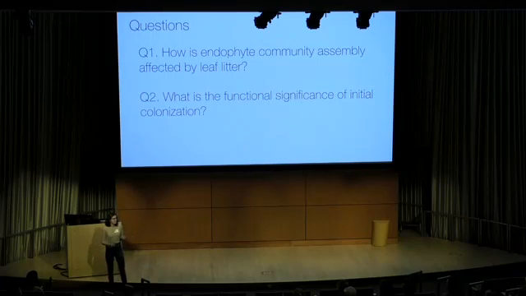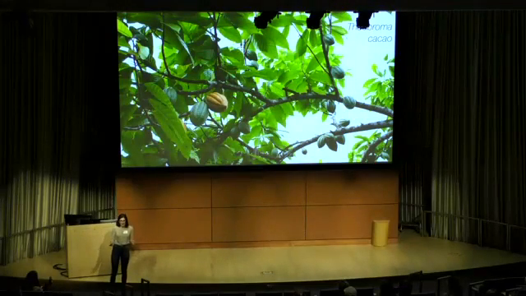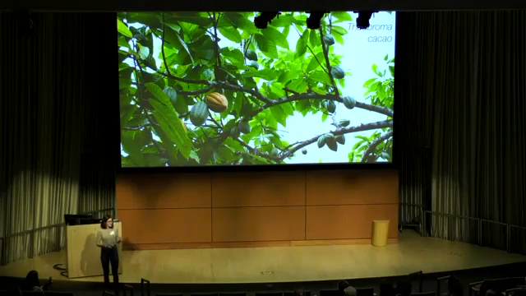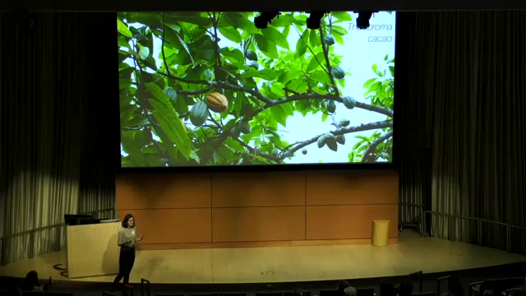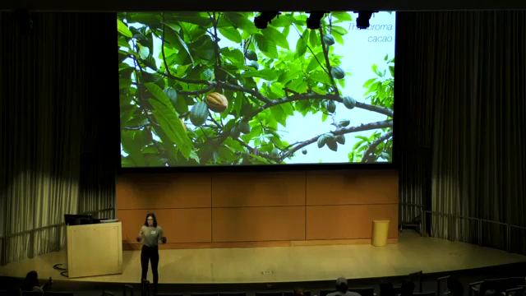Is it functionally important? I did this using Theobroma cacao. It's where chocolate comes from. I went down to Panama and grew up these cacao seedlings in a growth chamber, where you exclude the environment and exclude spores from colonizing, and so you have these endophyte-free leaves.